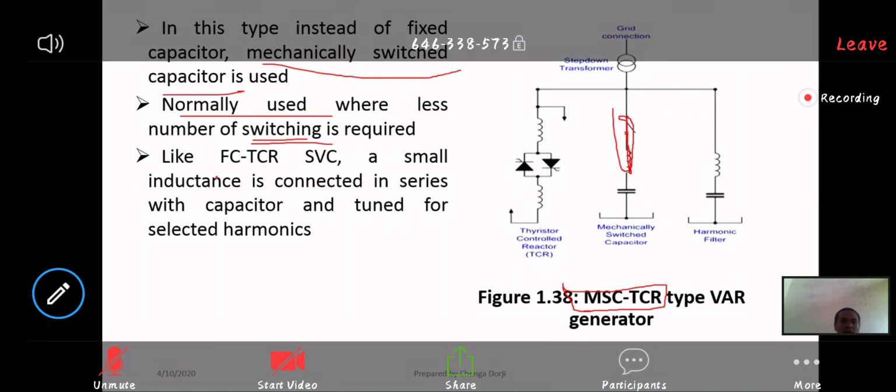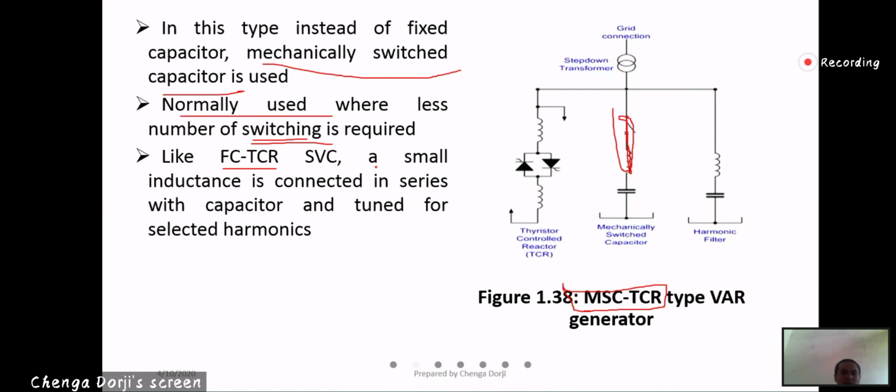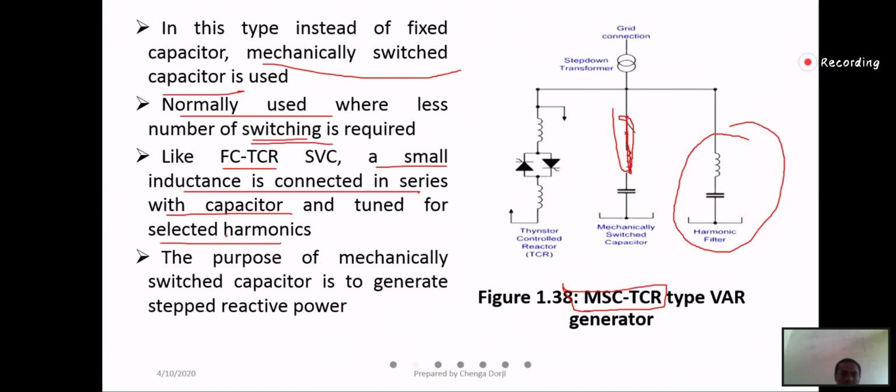Similar to this, there is a small inductance connected in series with the capacitor and tuned for the selected harmonics. So this is the LC filter. And the main purpose of the mechanically switched capacitor is to generate step reactive power.